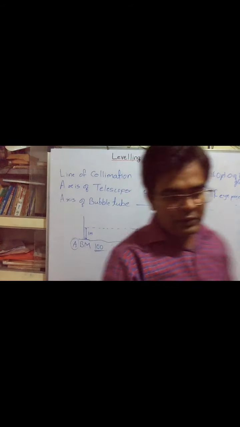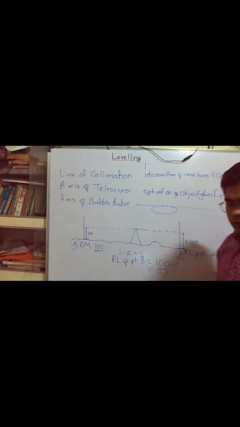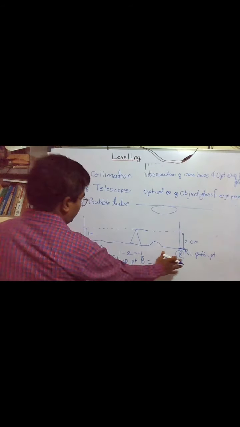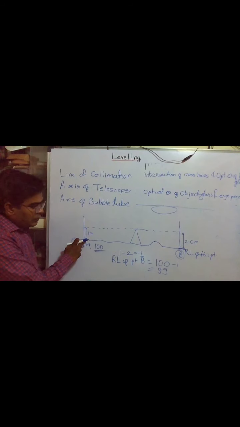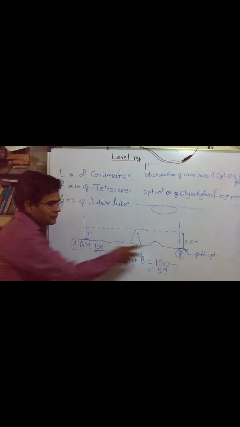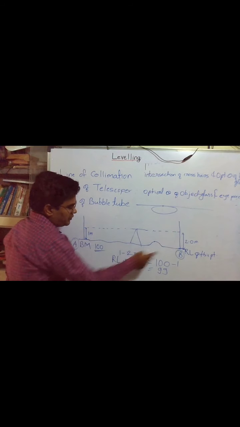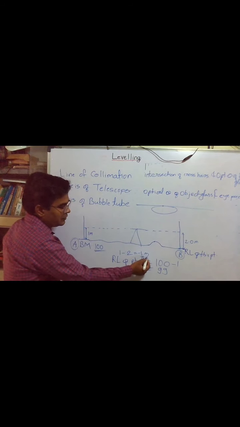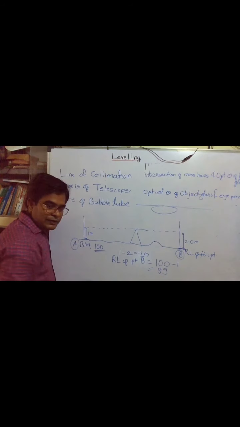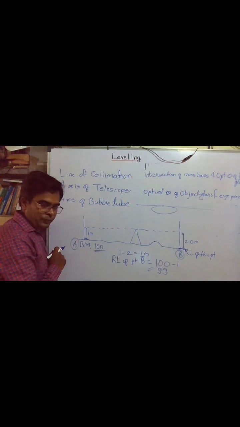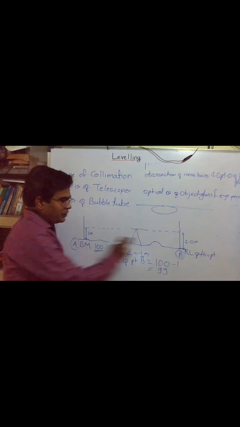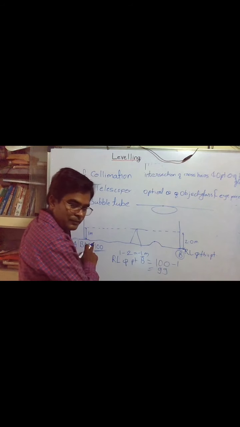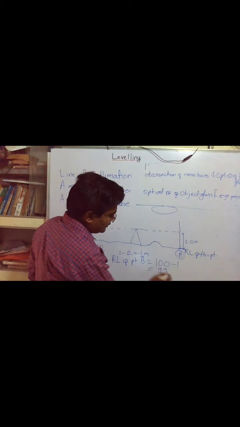This is one method. We can find out the RL of this point B with respect to point A. We first found the difference of elevation between these two points, point A and point B. It is found to be minus 1 meter, that is, point B is at lower elevation from point A. If point A is at 100 meter, and point B is 1 meter lower than point A, its RL will become 99 meter.